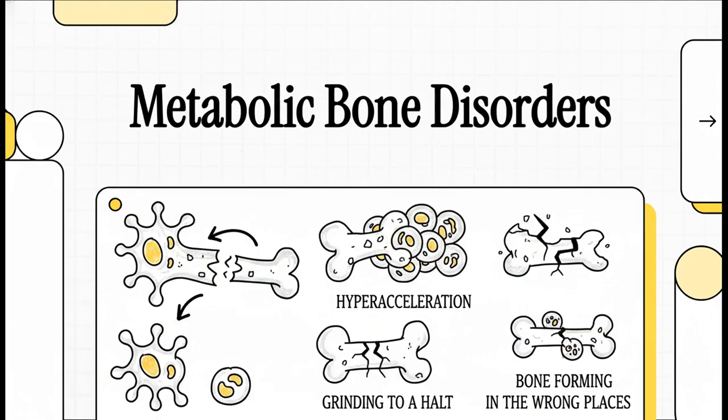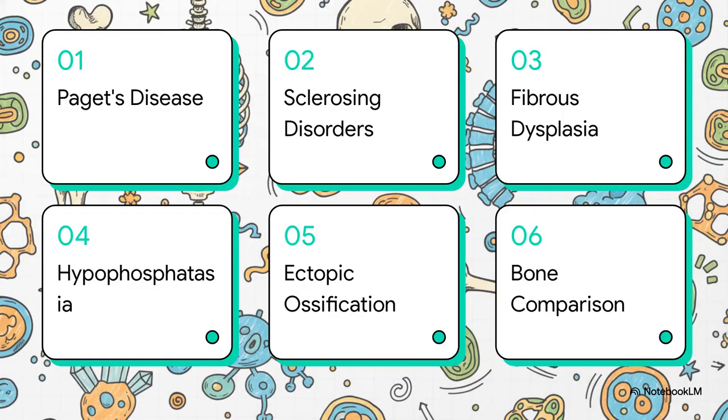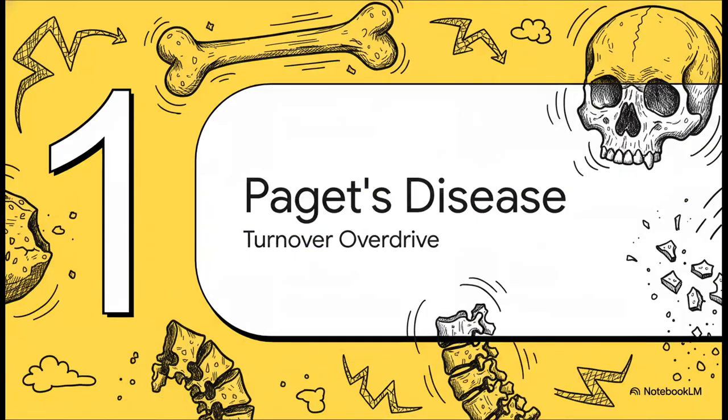Well, let's dive into the fascinating world of metabolic and sclerosing bone disorders to find out. Here's our agenda for today. We'll start with Paget's disease of bone, then move into sclerosing bone disorders, followed by fibrous dysplasia and MAS. After that, we'll tackle hypophosphatasia, ectopic ossification, and FOP, and wrap the whole thing up with a master bone comparison. Section 1. Paget's disease of bone.